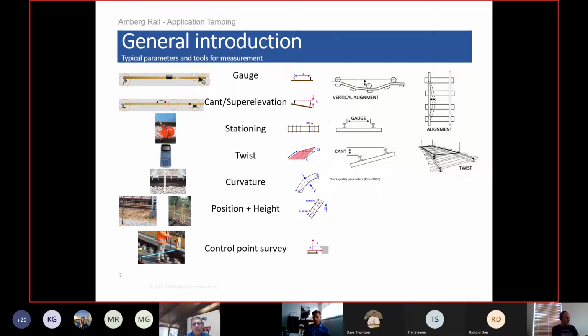But I'm not going to really talk about that much. I want to more or less stick to the geometry. So you've got all these different ways, all these different tools, to measure all of these things to a certain degree of precision.